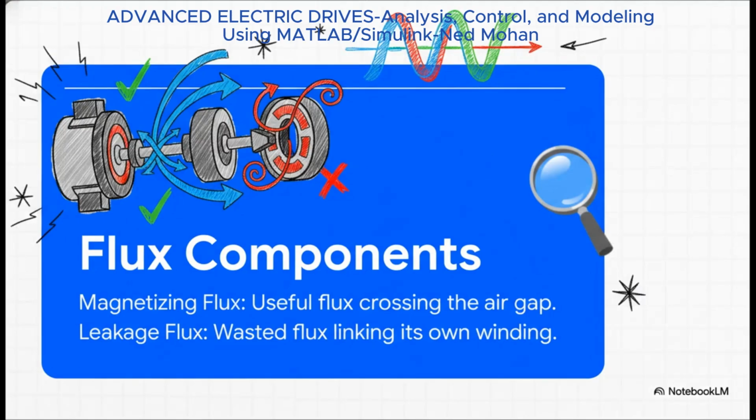It is absolutely critical to get the difference between these two. The magnetizing flux, that's our workhorse. That's the good stuff that crosses the air gap to interact with the rotor, and that's what's essential for creating torque. The leakage flux, on the other hand, is an unavoidable imperfection. Think of it like a parasitic effect that takes a shortcut and completes its path without ever linking the rotor. We have to account for both.